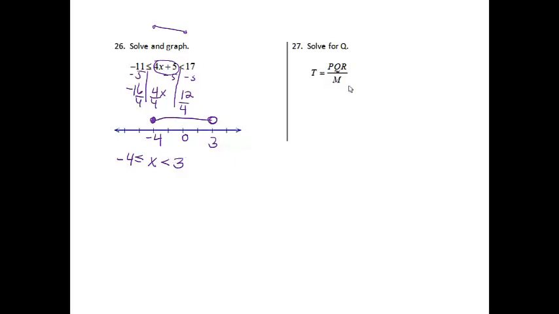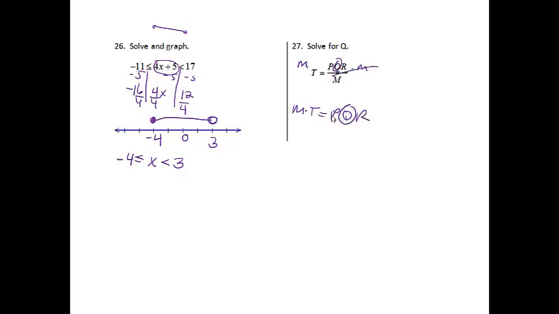Ready, 27, solve for q. T equals PQR divided by m, and we are solving for q. Okay, so we're going to work these a little bit differently. I think I'll get rid of that m first, and this is divided by m. So to get rid of divide by m, we can multiply both sides by m. So I'll get m times t equals, the m's are gone now, pqr.